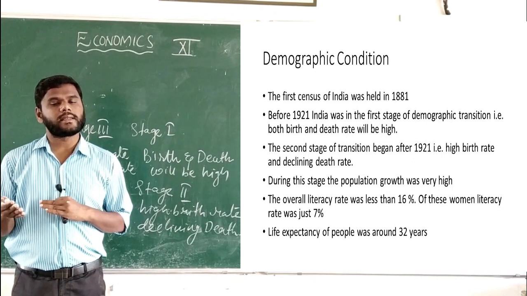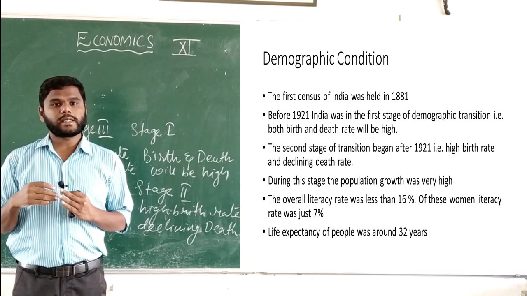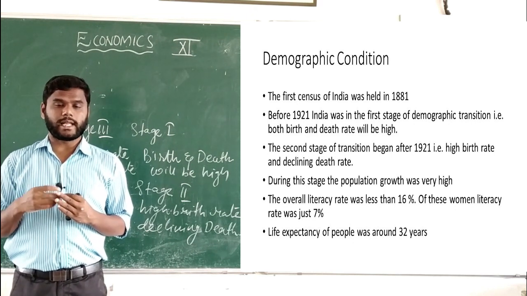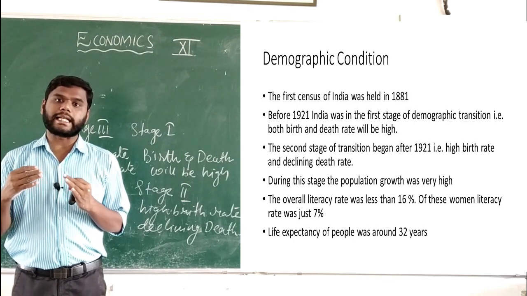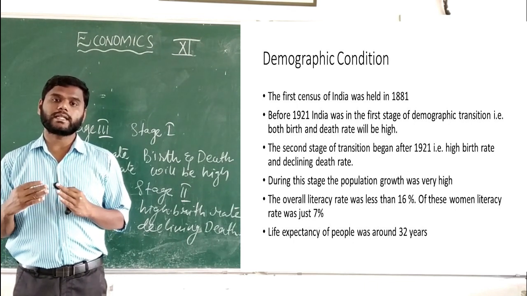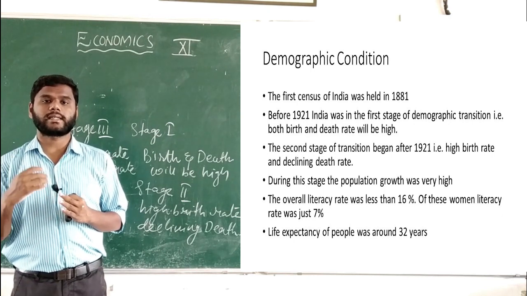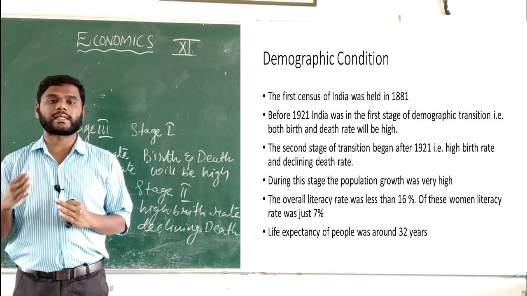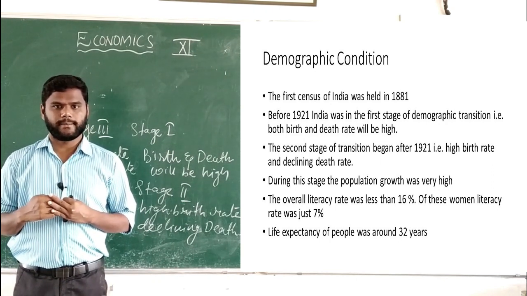The third stage belongs to the developed countries. That means there both birth rate and death rate are low. Birth rate ഉം death rate ഉം low ആകും. India has not attained the third stage. Still India is in the second stage of demographic transition.